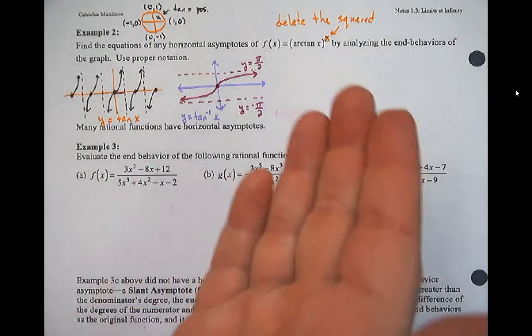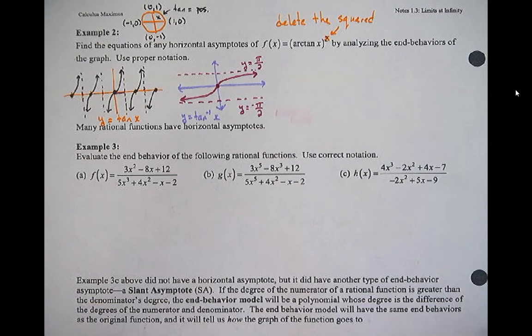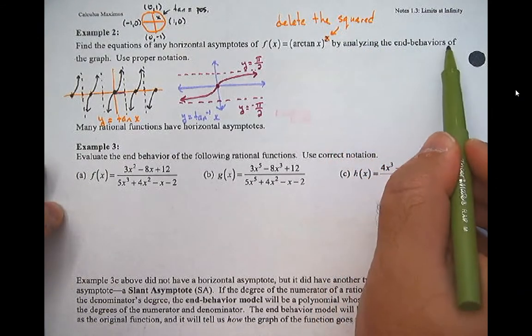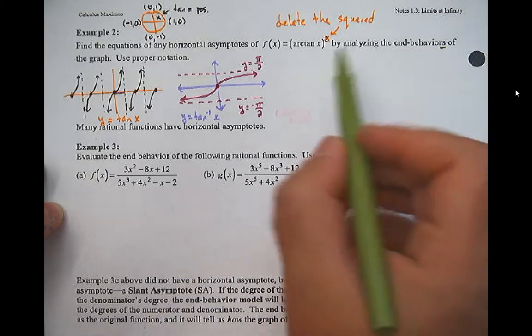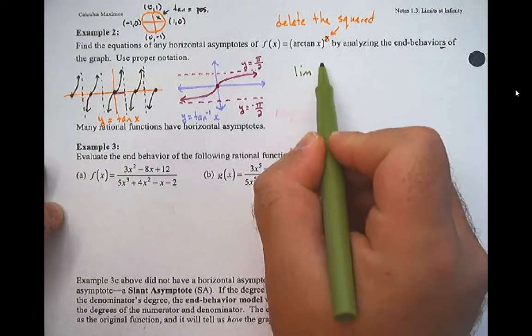Now they used arctangent in the problem. Arctangent, tangent inverse, they mean exactly the same thing. So now we have a sketch, which means now we can start to analyze the limits. So we want to analyze the end behaviors. Notice, underline that s, end behaviors. That means we have to find both of them.